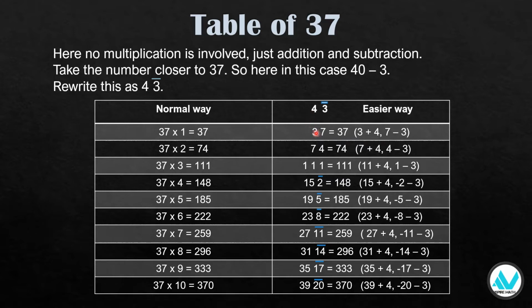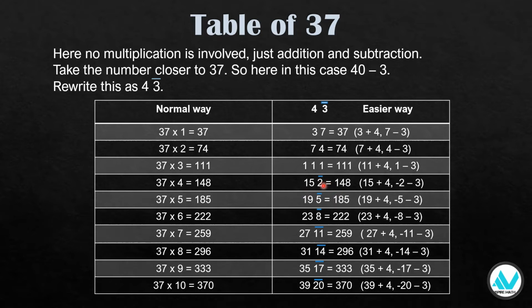So here 4 plus 3 gives me 7 and 7 minus 3 gives me 4. 7 plus 4 gives me 11 and 4 minus 3 gives me 1. 11 plus 4 gives me 15 and 1 minus 3 gives me minus 2. 15 plus 4 gives me 19 and minus 5 minus 3 gives me minus 8. In this manner, let us complete the entire table and come back to the places where we still have the minus signs.